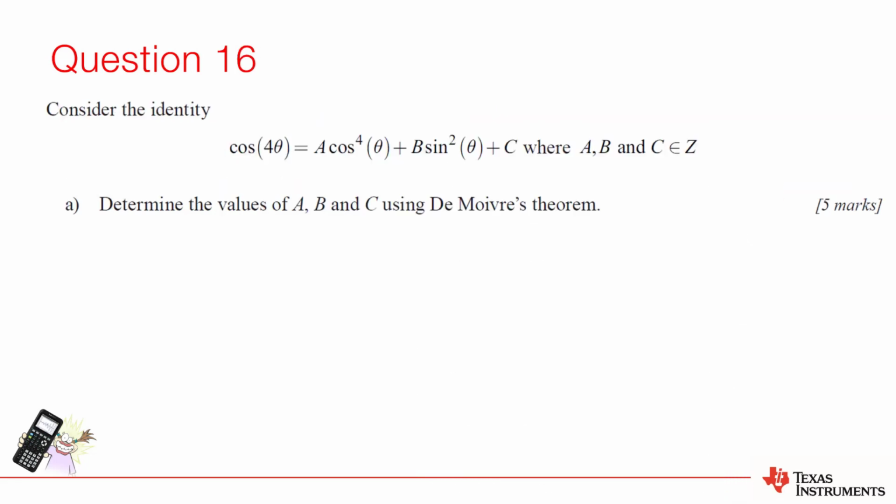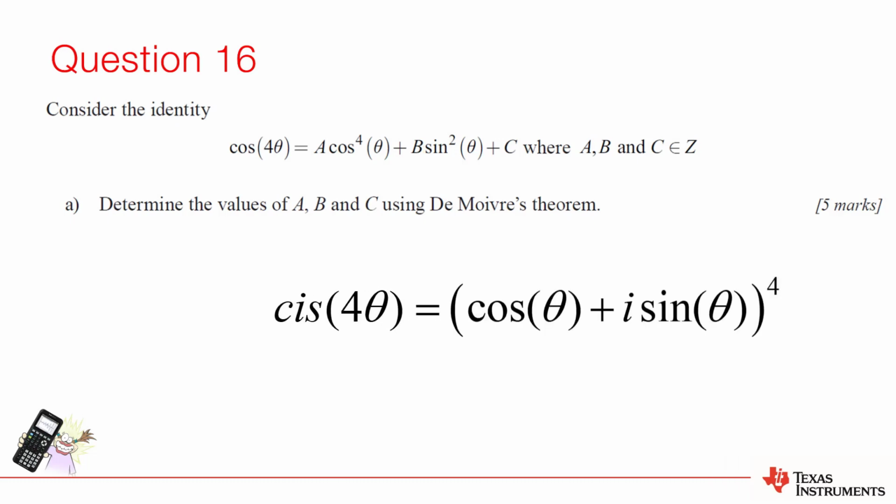Question 16. This question prompts us to use de Moivre's theorem to prove the identity shown. The theorem states that z to the power of n is equal to r to the power of n cis n theta. In this case, we'd say that r equals 1 and n equals 4.